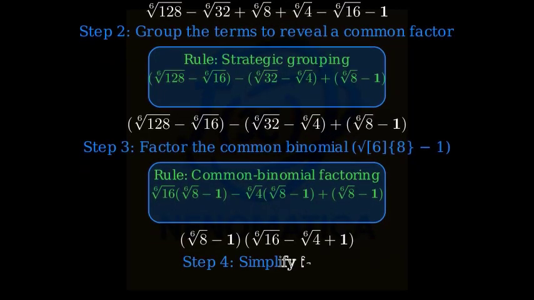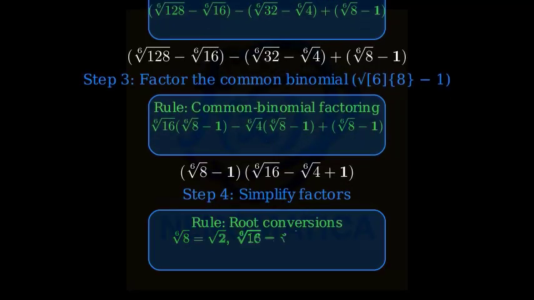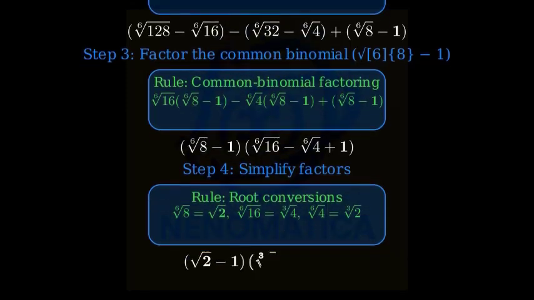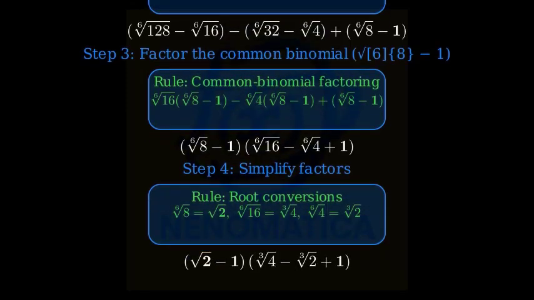Step 4. Replace 6th roots with simpler radicals. 6th root of 8 equals square root of 2. 6th root of 16 equals cube root of 4. 6th root of 4 equals cube root of 2. Substitute these to get an elegant factored denominator.